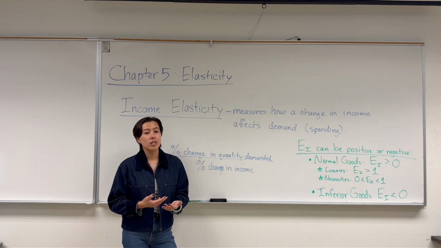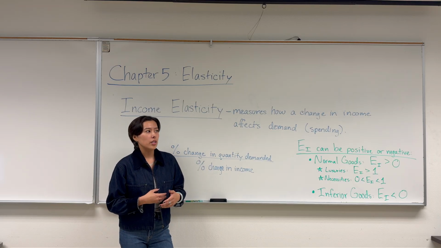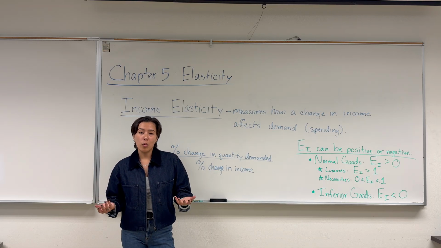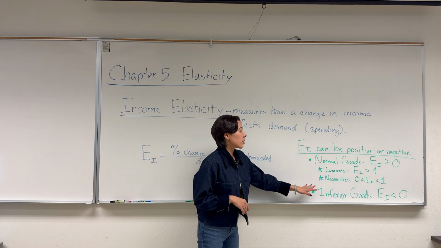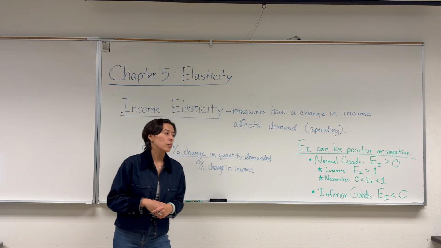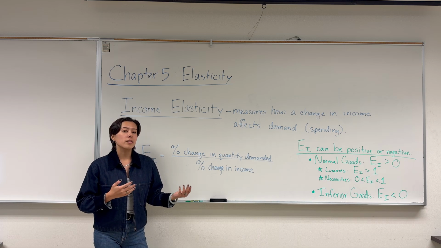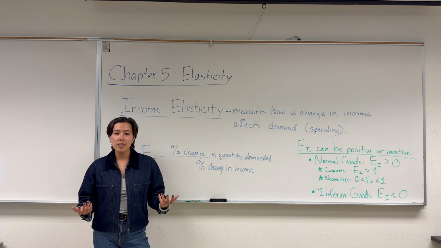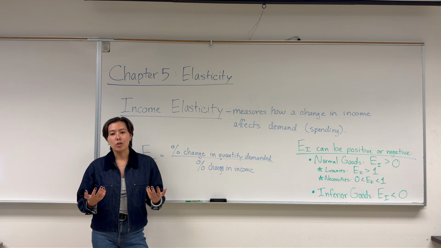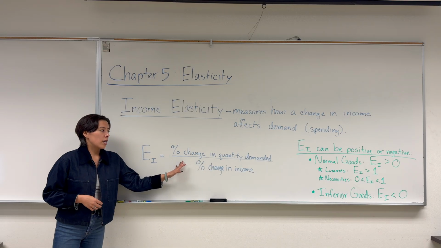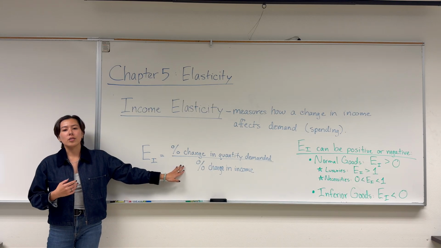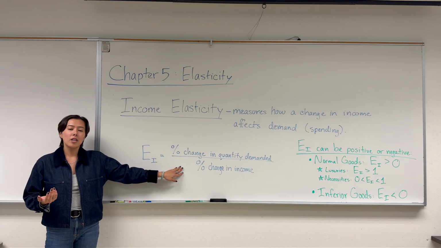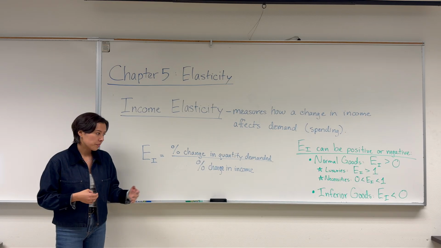Our other type of normal good is a necessity. So a necessity is just something that you need to live, but as your income goes up, you're probably going to buy more of it. So a necessity good would have an income elasticity of demand somewhere between 0 and 1. So it's still going to be positive, but it's not going to be a very large number. Our change in quantity demanded in response to an increase in income is still positive, but it's pretty modest.